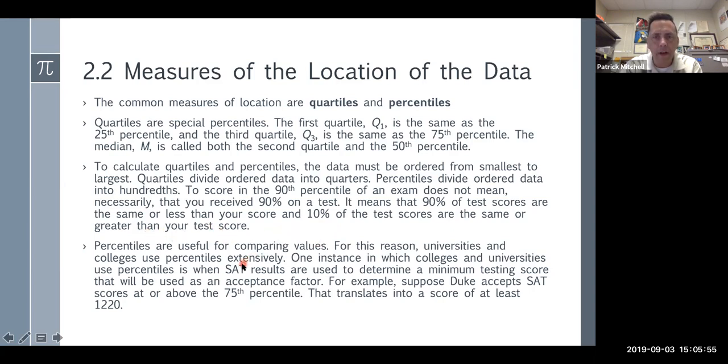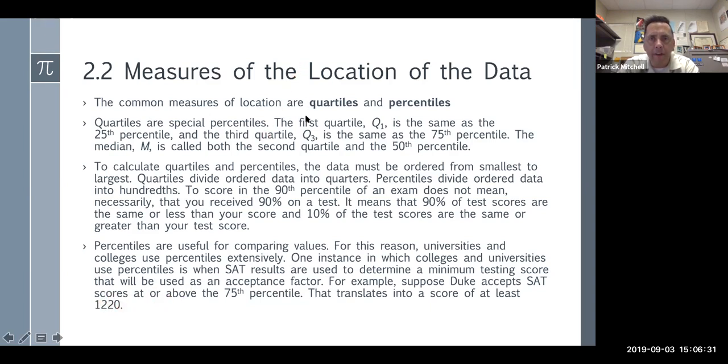Another really common one is the SAT or the ACT, those tests that you take to get into college. Their example here: suppose that Duke University accepts SAT scores at or above the 75th percentile. So in order to get into Duke University, you have to have an SAT score in the top 25% of people who take the SAT, and apparently that translates into a score of at least 1220.